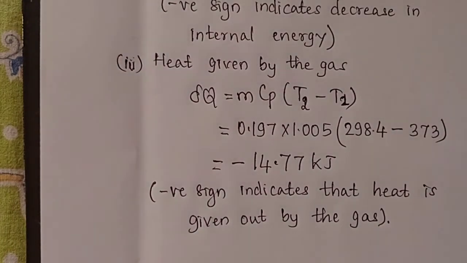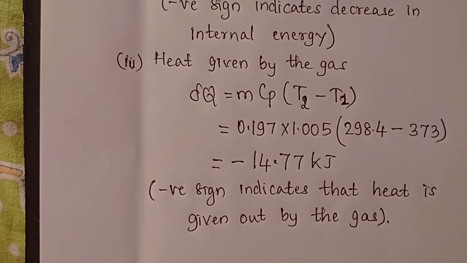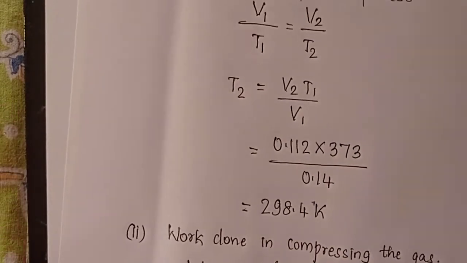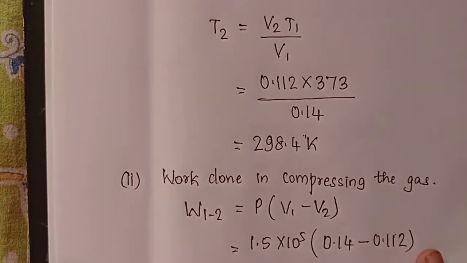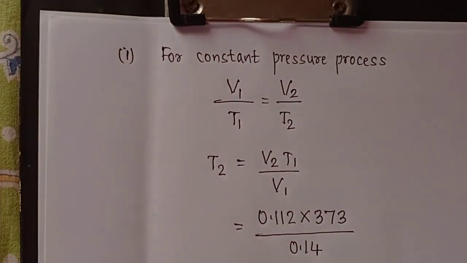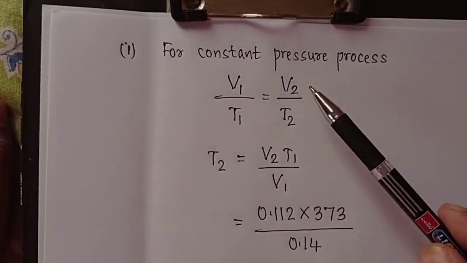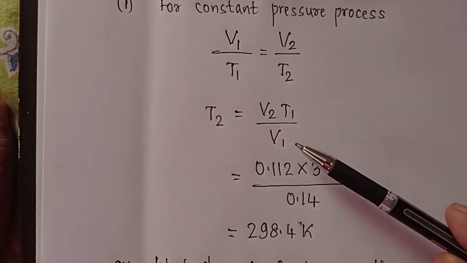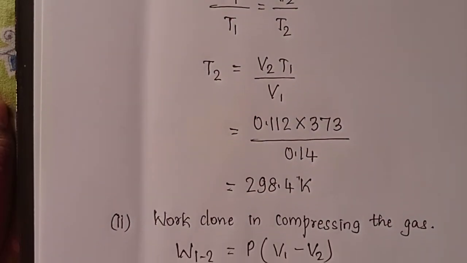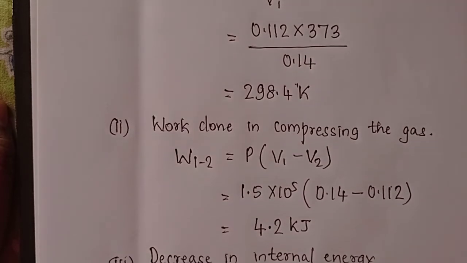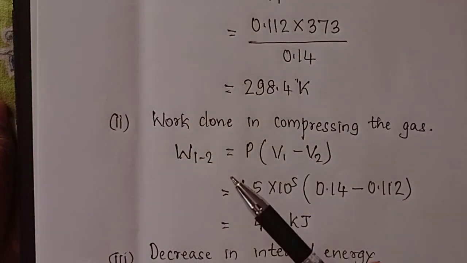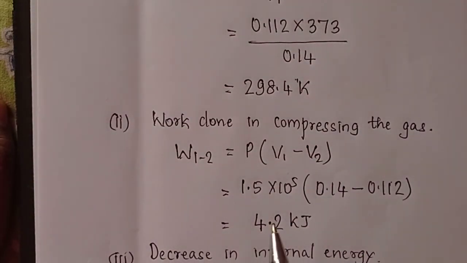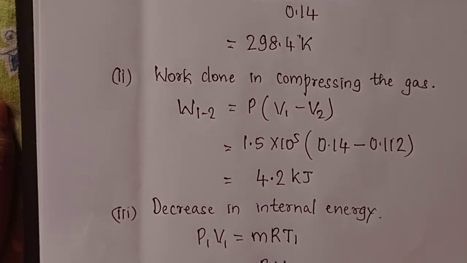So I'll repeat the problem once again. Let us see what are the things we have found out with the given data. We have taken first the PVT relationship. So V1 by T1 is equal to V2 by T2, and then T2 will be equal to V2 into T1 divided by V1. We have found out the value of T2. Then next, we have found out the work done in compressing the gas, that is W12 is equal to P (V1 minus V2).